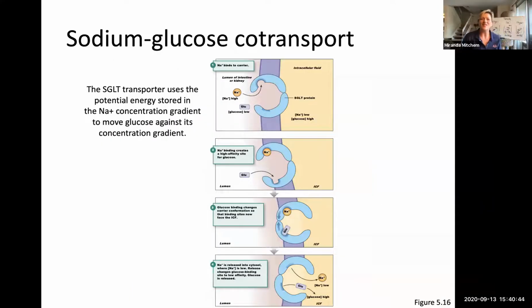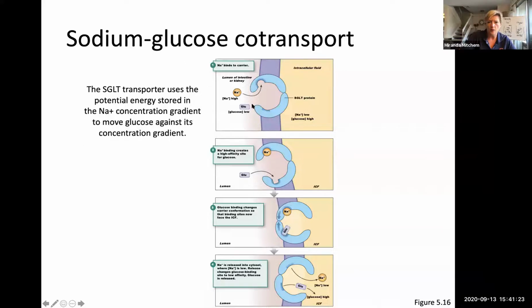Okay, let's look at another example. So this is the sodium glucose cotransporter. It is an example of a secondary or indirect cotransport because it is not using ATP directly. Instead, it's using a concentration gradient that was built up from ATP in a previous step. So we're looking at sodium. Sodium goes in and binds inside. It is moving into the intracellular environment. So sodium binds.